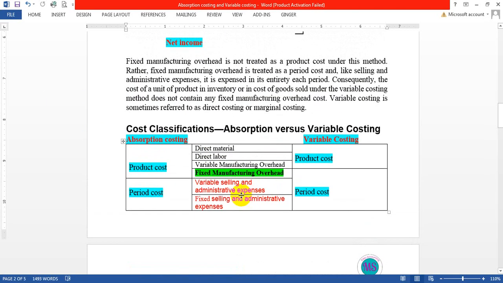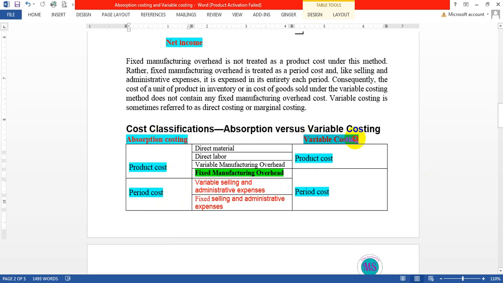Now, let's sum up the classification. Cost classification, absorption versus variable. In absorption costing, how do we calculate the product cost? See here: direct material, direct labor, variable manufacturing, and fixed manufacturing. In our product cost, we take all these four terms: material, labor, the variable portion, and the fixed manufacturing portion. And in period cost, like selling and admin, the variable as well as fixed become my period cost in absorption costing.